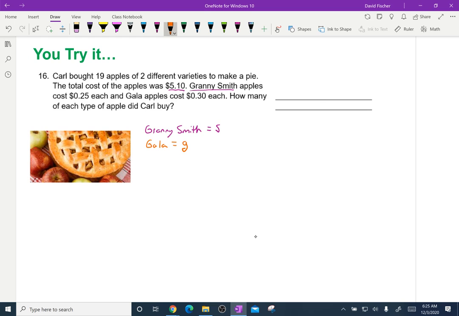All right. If you're struggling here, I had 19 apples altogether. I don't know how many Granny Smith apples I bought, and I don't know how many Gala apples I bought, but I do know I bought 19 of them. So my Granny Smiths plus my Galas have to equal 19. I'm looking at my other total here. I see that she bought a total of $5.10. And then I'm going to focus on my prices. My Granny Smith apples cost 25 cents, so that's going to be a 0.25 S's. Plus, each time I bought a Gala apple, that was 30 cents. So there's now my 2 equations.